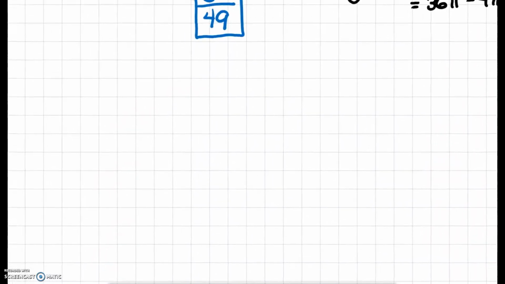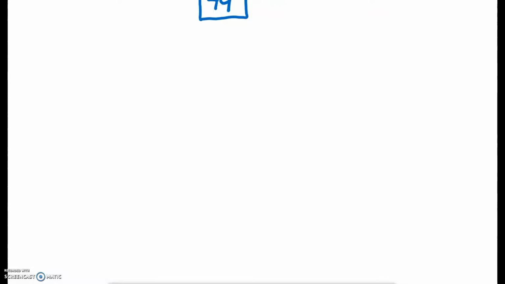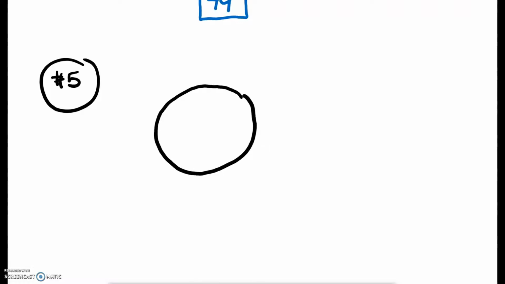All right, so our last problem that I wanted to do, and I'll make this one up on the fly, number 5, is I want to find the probability of a point being chosen within this circle that does not land in the shaded region. This is going to be 60 degrees. So if it does not land in the shaded region, then I'm really talking about this region right here. So this circle has a radius of 3 inches.